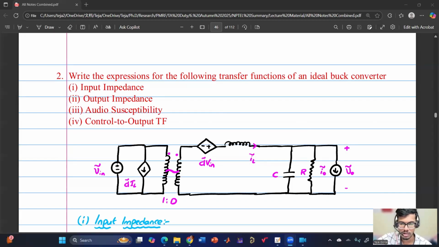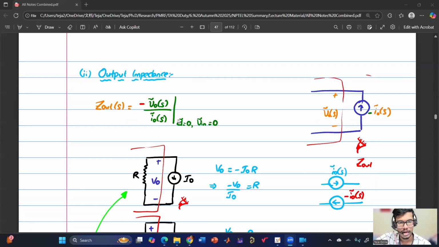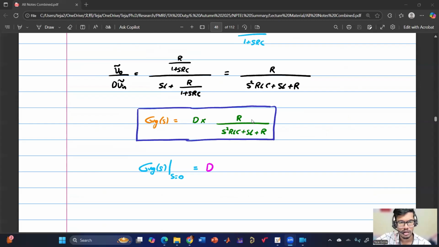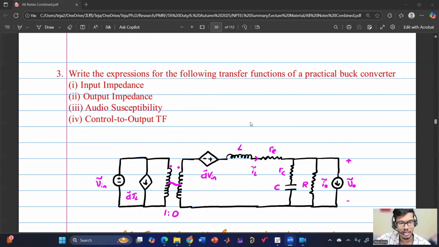Audio susceptibility is the input and output voltage ratio, V naught by V. Control to output is control D to output V naught, so V naught by D perturb, and the other perturbations will remain 0. And we have calculated the transfer functions for the buck converter, and then the same thing can be extended for boost.